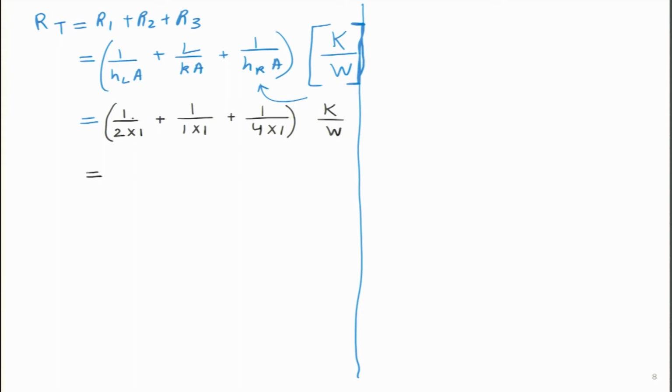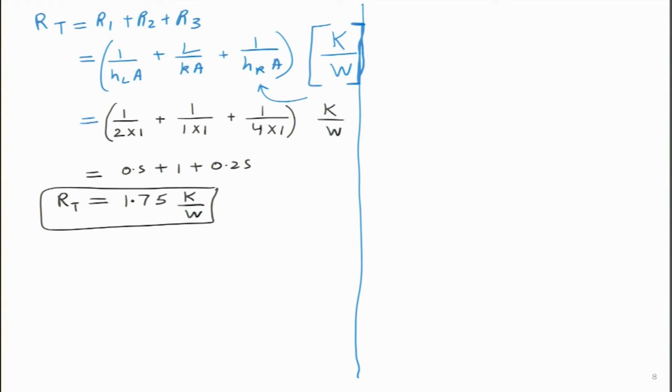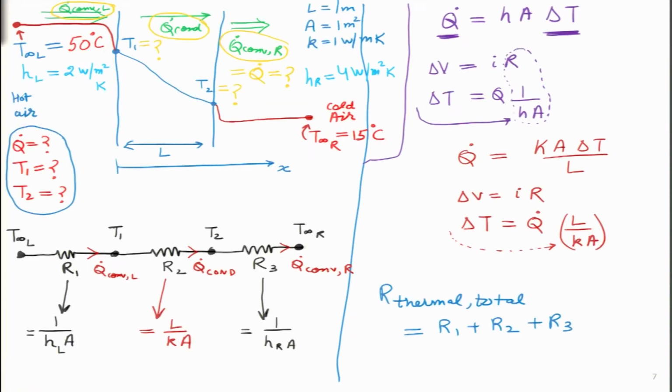This thing I can do very quickly. It is 0.5 plus 1 plus 0.25. So, the whole thermal resistance turns out to be 1.75 Kelvin per watt. So, this is my total resistance. I already know the value of delta T. Let us go back and quickly see what is the total temperature difference in this particular process.